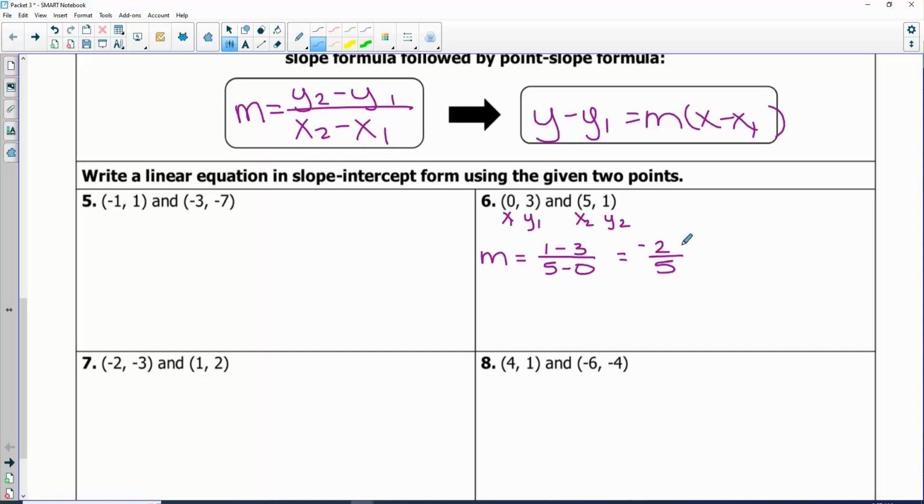Alright, now all we have to do is get our equation. So you have to use the slope and one of our points. So I'm just going to go with the first one. At this point, you don't need that second ordered pair anymore.